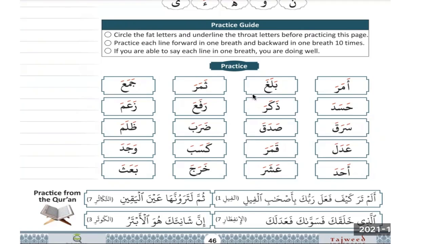You may already practice this. Hasada: ha fatha, sin fatha sa, dal fatha da, hasada. Then dhakara: dha fatha dha, kaf fatha ka, ra fatha ra. Equal length, like hasada, dhakara. Then rafa'a: ra fatha ra, fa fatha fa, ain fatha a, rafa'a.